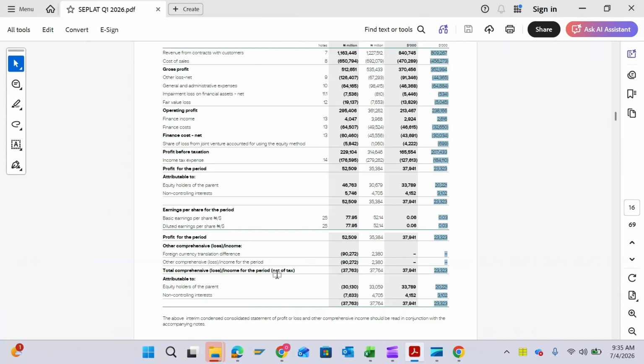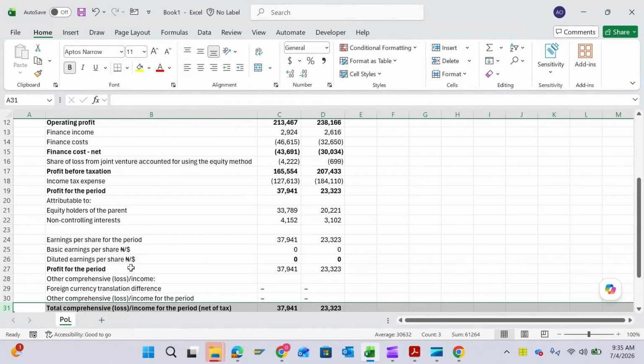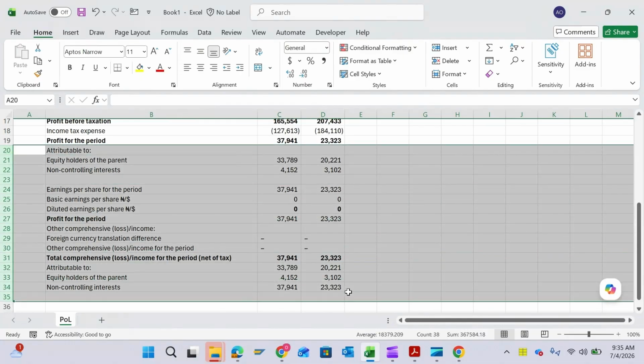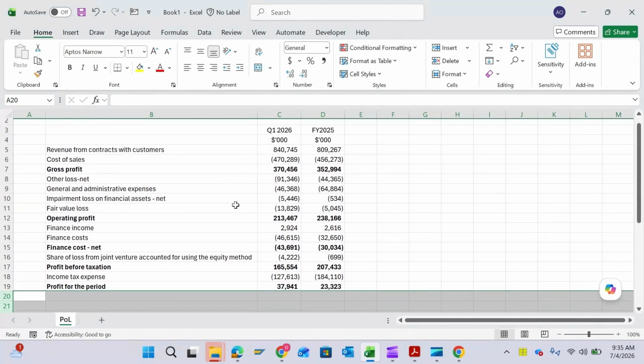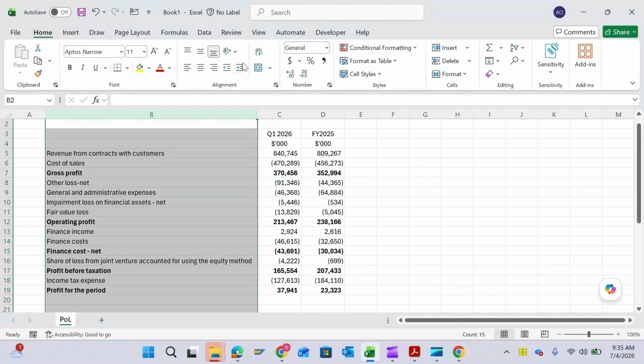Attributable to, then we have, actually for your level you can stop at this profit for the period. You can just stop here. So we have this basic Excel, which I believe you are aware of. You can do the calculations yourself just to be sure that everything is in alignment.